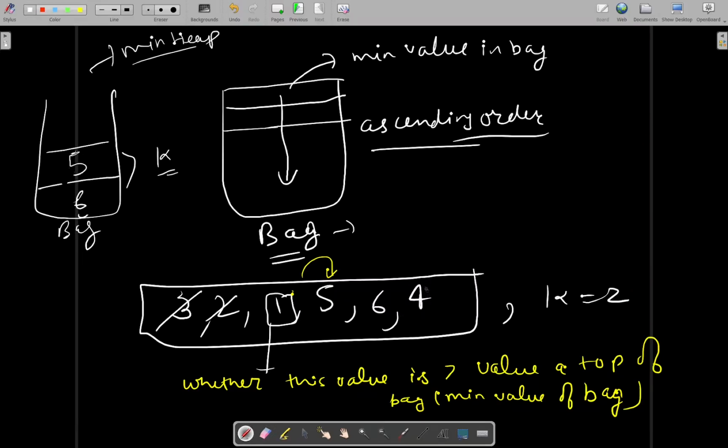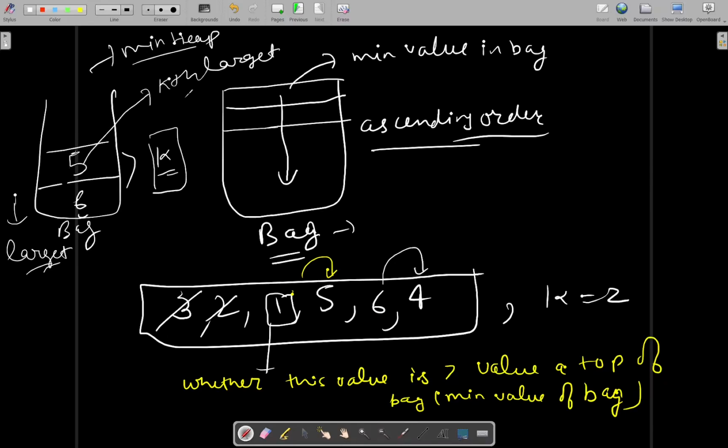So now you will move further. Now this new value is smaller than the value at the top of the bag, so you will not bother about it. What the bag represents is that the bottommost value in the bag will be the largest value. And since we have maintained only a k size bag, this will be the kth largest element. So this is how we will get the kth largest element.